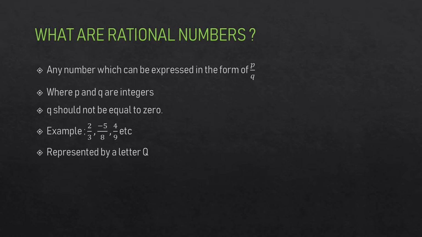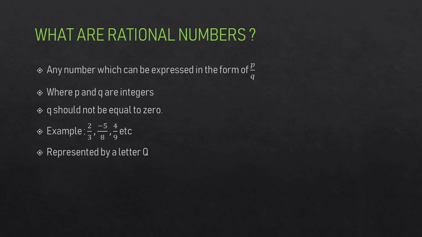Okay, so you need to remember that there are three conditions. First, it can be expressed in the form of P by Q. Second, P and Q are integers. And third, that Q should not be equal to 0. So here are a few examples: 2 by 3, minus 5 by 8, 4 by 9, etc. And they are represented by a letter Q.